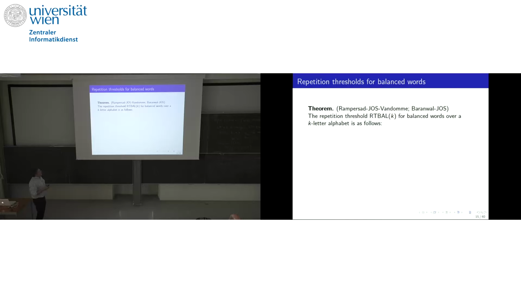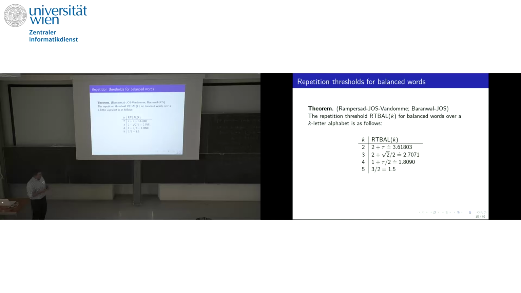Now, Narad Rampersad, Elise Van Damme and I wrote a paper in which we tried to figure out what the repetition threshold was for these balanced words. Balanced words, as you might imagine, are rather tightly constrained, because the letter frequencies must never vary too much, or otherwise it would become unbalanced. We proved the first three of these results for k equal 2, 3, 4, where k is the size of the alphabet. And then recently with my master's student, we were able to prove it for k equal 5. Here are our results.